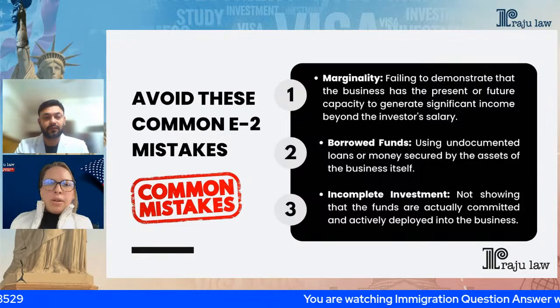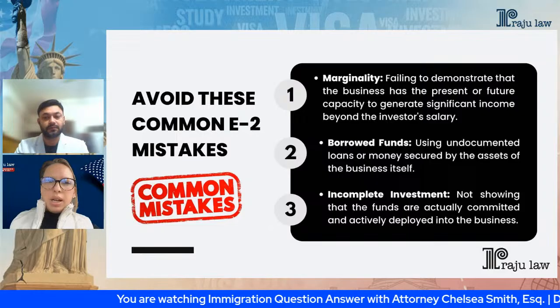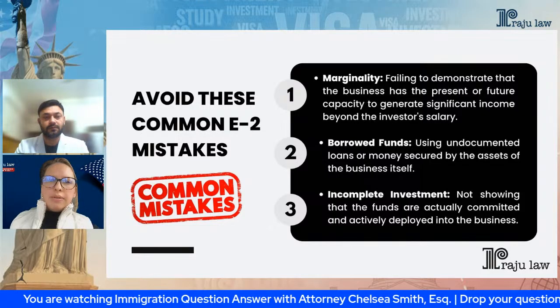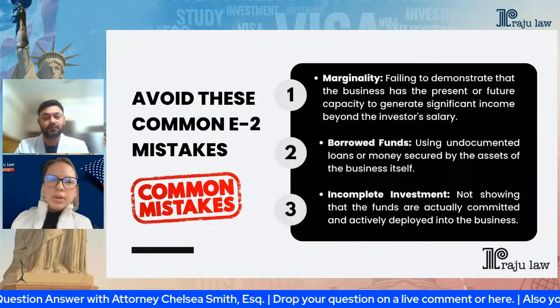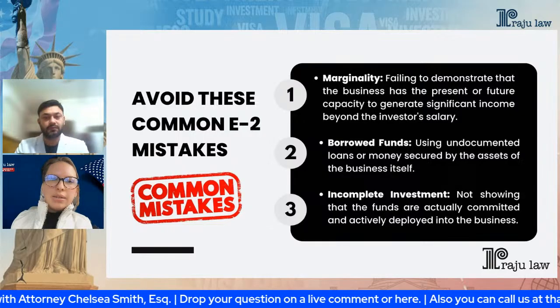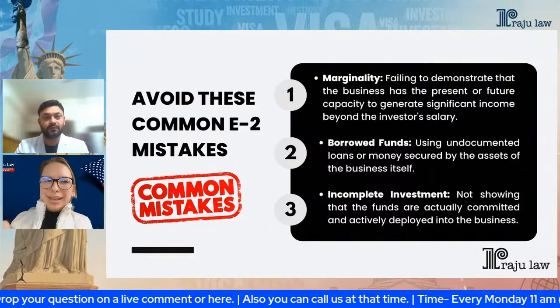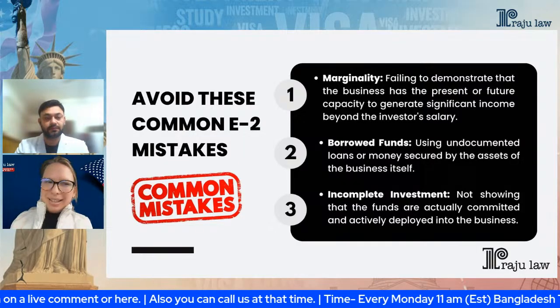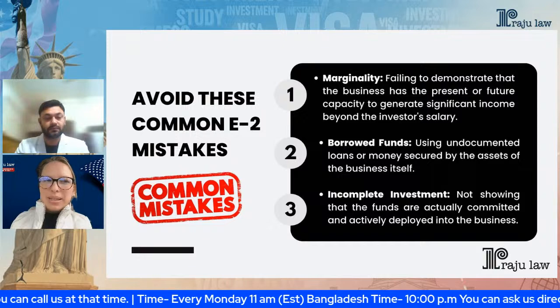And the third thing that is a common mistake for E-2 visa applications is this concept of incomplete investment. A failure to show that the funds are actually committed and actively deployed into the business. So it's not just that the funding's there, it's that the business actually has access to that funding and is actively using it to grow and enhance their business.